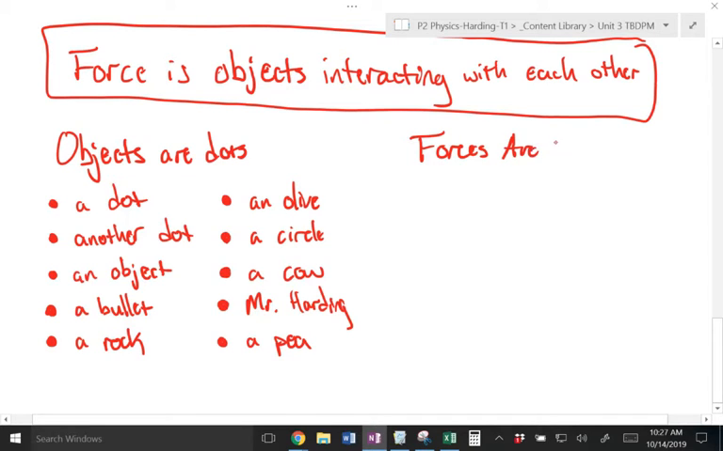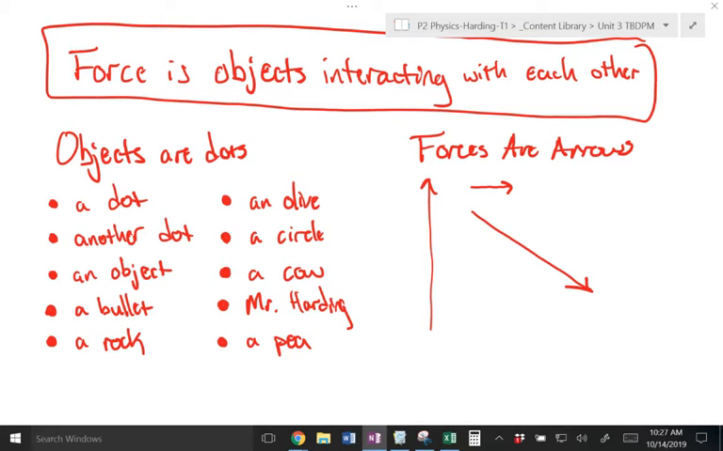Forces are arrows. So when I draw arrows, they might look like that. They might look like that. They might look like that. The implication is what matters about the arrow? Direction of it. Direction. I mean, like, yeah, right? Like it's pointed like that. So the direction of it, well, what else can I convey?